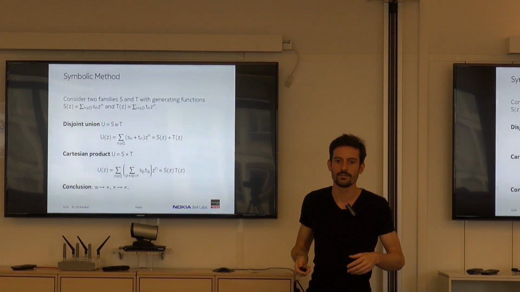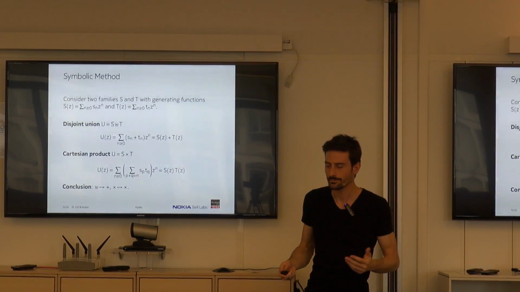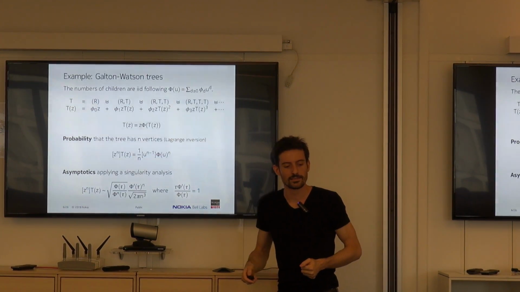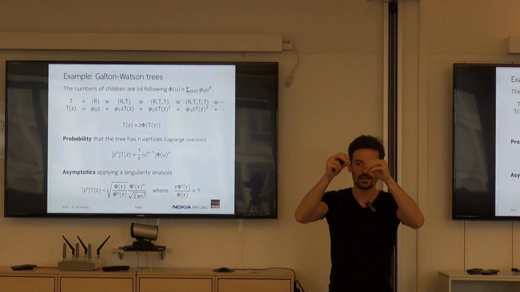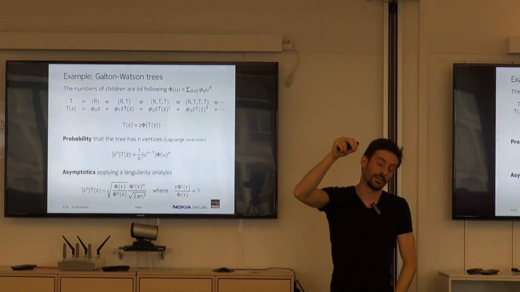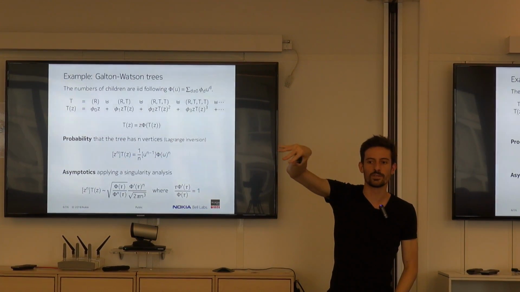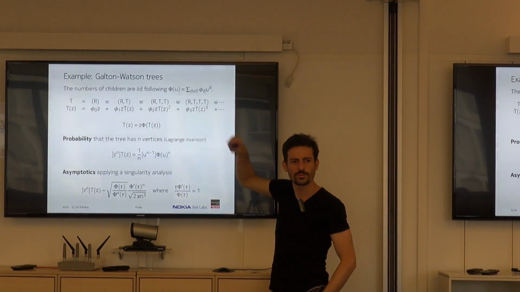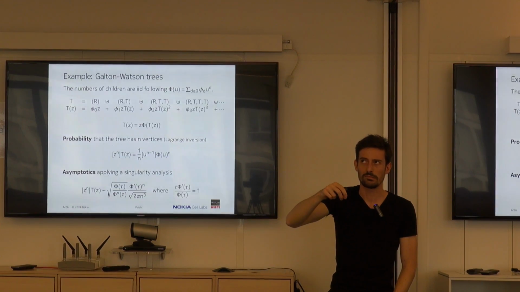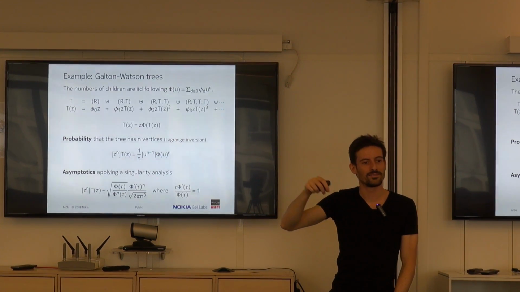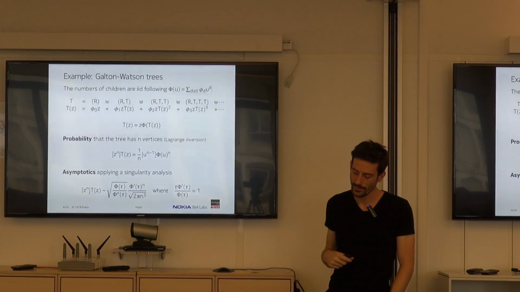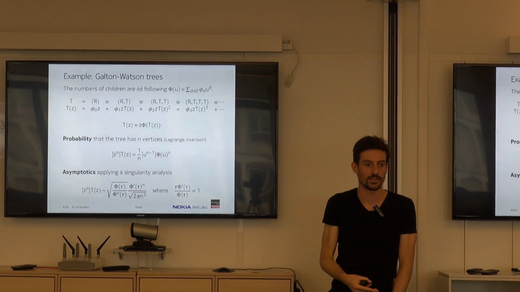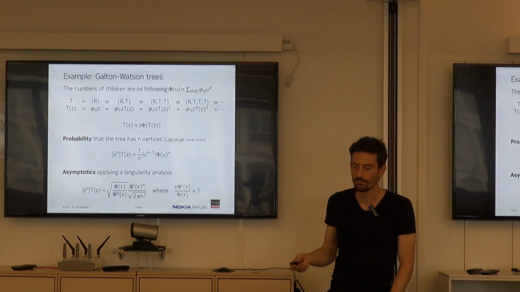And what I said about counting things, here Sn and Tn were the number of objects of a given size, it also works with probabilities, of course. So let me give you an example, the Galton-Watson trees. A Galton-Watson tree is a tree where we start with a root, the vertex, and then we draw at random its number of children. There is a probability phi 0 to have 0 children, phi 1 to have 1 child, phi 2 to have 2 children, and so on and so forth. And then again, I do the same process independently for each child.